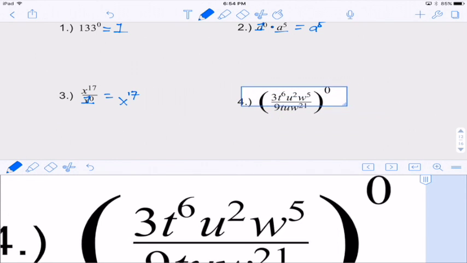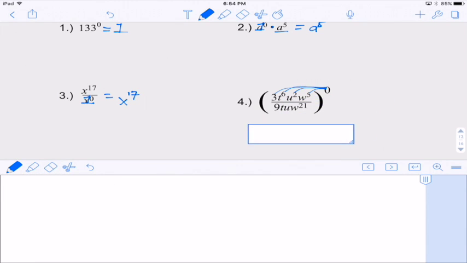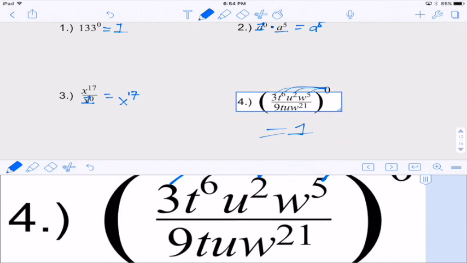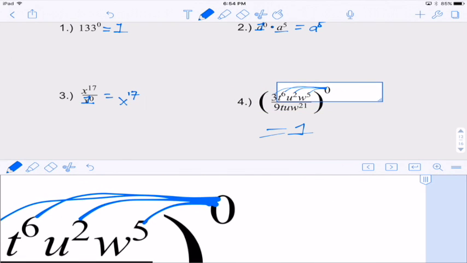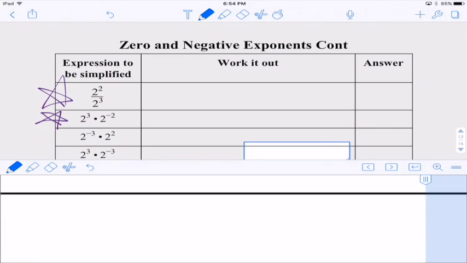All of this madness is raised to the 0th power. So this would be 1, this would be 1, this would be 1, this would be 1, everything. That whole thing just turns into a big old 1. Again, that whole thing was raised to the 0th power. Anything to the 0th power is 1. So that was pretty nice. That's a nice little property.